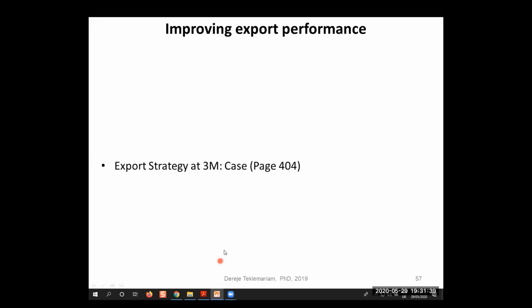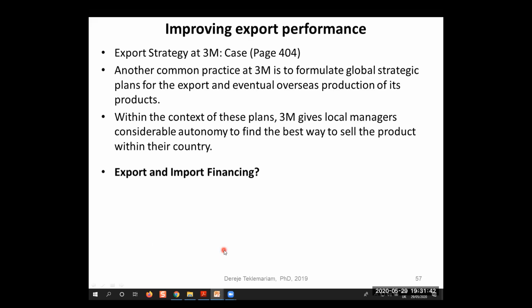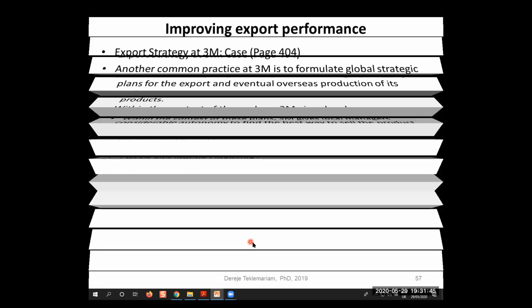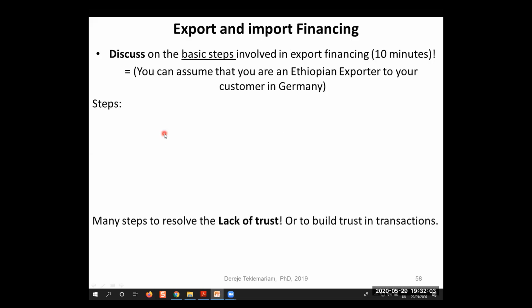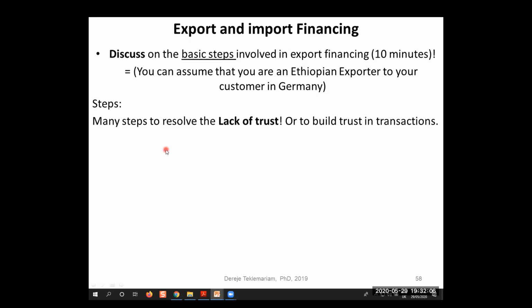The other principle you can read about is export financing, which is one option. Discuss how export financing is helpful and the basic steps involved in export financing in Ethiopia, for example. You can assume that you are an Ethiopian exporter to your customer in Germany. Export finance is possible, and there are a number of steps to resolve the lack of trust. Export financing in this sense means you send a product and then you get the price for it.